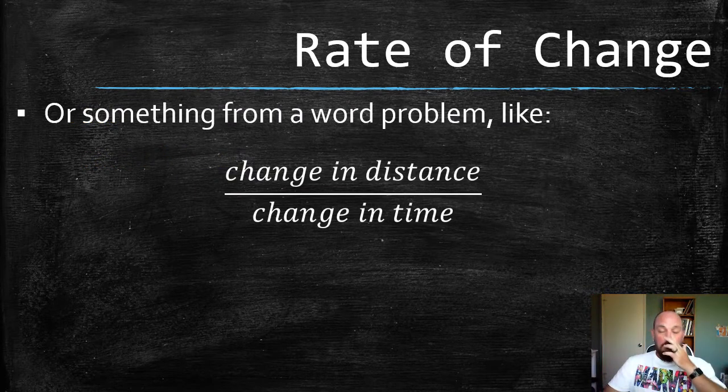Now, in a word problem, a lot of times it's not x and y, and that's when it becomes even more meaningful. So in a word problem, you might have something like change in distance over change in time. And what that means is, let's say you're driving your car at 55 miles per hour. That's a rate of change. Because what you're saying is the change in distance is 55 miles. The change in time is 1 hour. That's what per hour means. So you're saying for every 1 hour that passes, my distance changes by 55 miles. And that's another example of a rate of change.